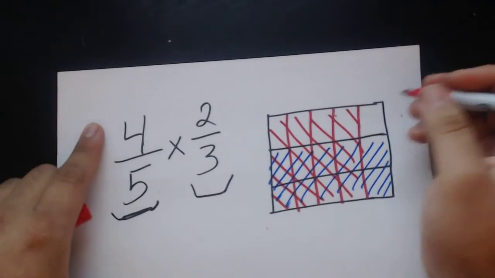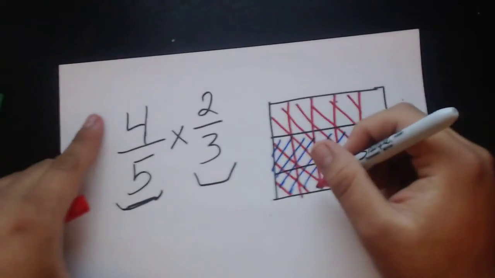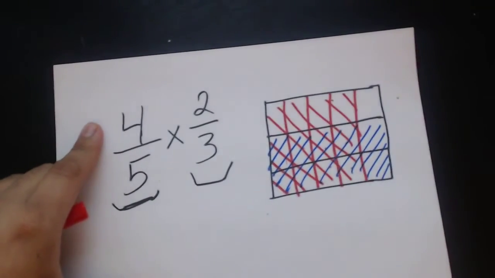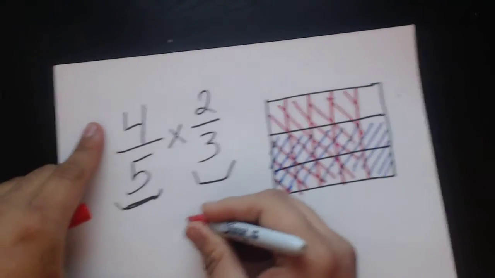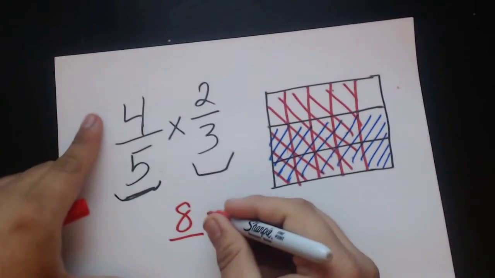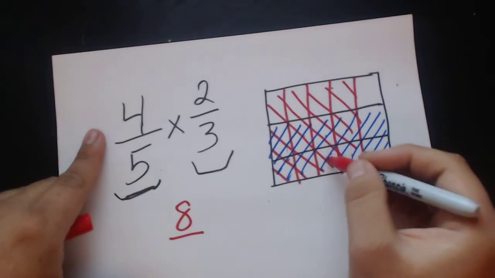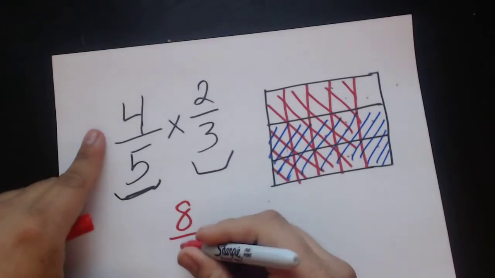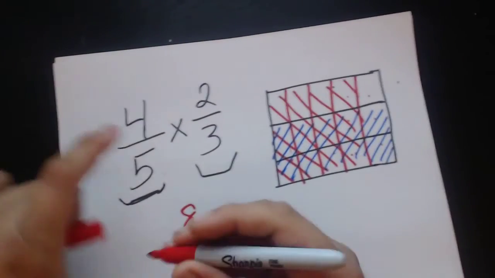Kind of like that. Now I have 1, 2, 3, 4, 5, 6, 7, 8. Oh, sorry. My headset is touching my mic. I have 8 of those double shaded. So I'm going to draw an 8 over, because the 8 will be our numerator. And I have 1, 2, 3, 4, 5, 6, 7, 8, 9, 10, 11, 12, 13, 14, 15. So I have 8 over 15 as my answer.